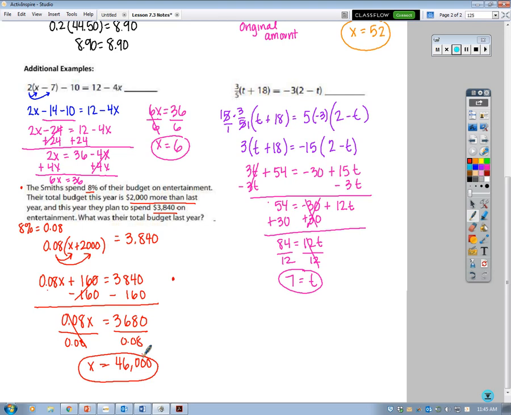Because remember, we can check this. We could plug this back in. We could go 0.08 times 46,000 plus 2,000, and that should equal 3,840. And if this side equals this, then our solution is correct.